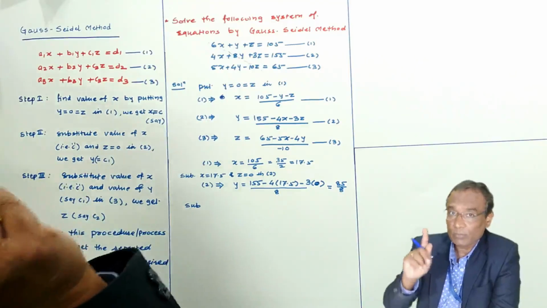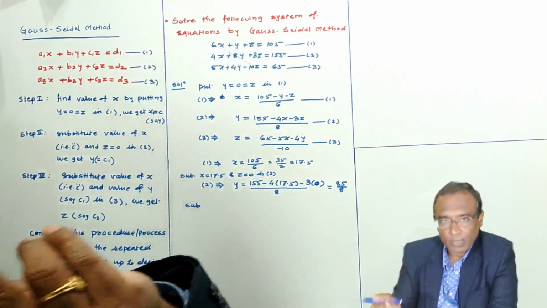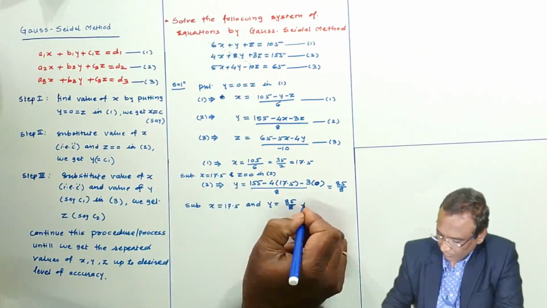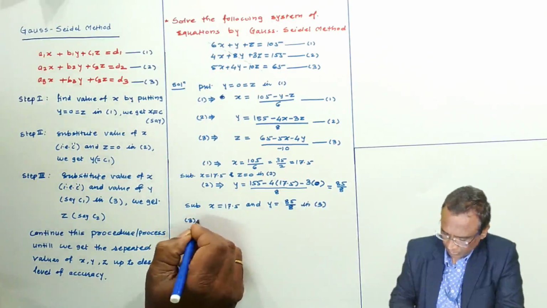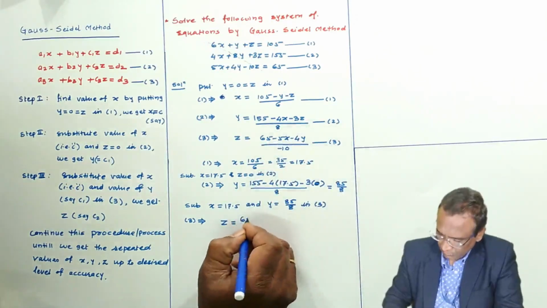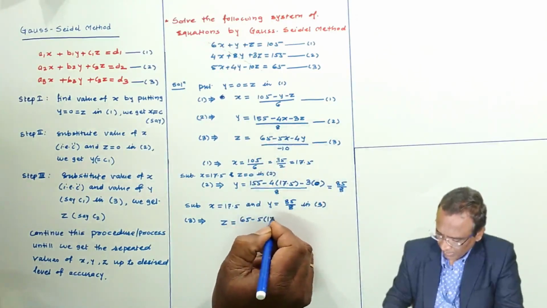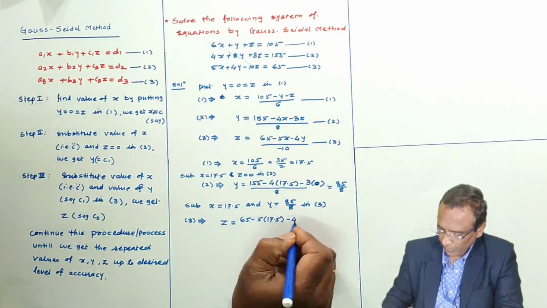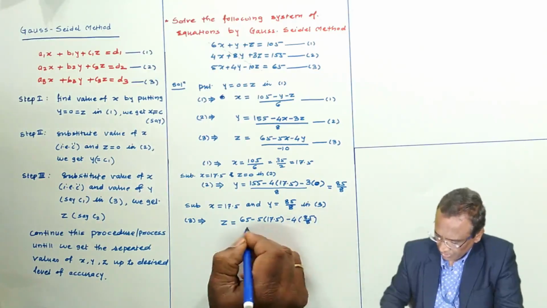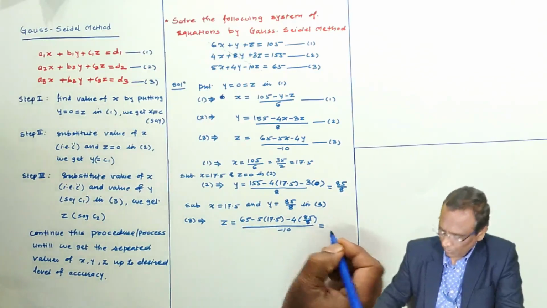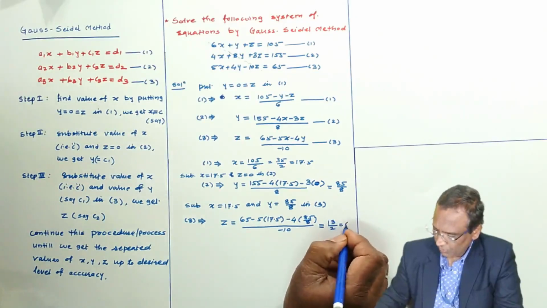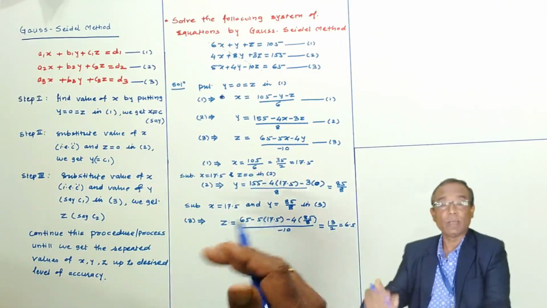Now substitute in equation 3. From equation 3 you get the value of z. From equation 2 you get the value of y. From equation 1 you get the value of x. Substitute the latest values of y and x in equation 3. Put the values of x and y here. What will I get? 65 minus 5 multiplied by x, which is 17.5, and y is 85 by 8. You may write it in decimal places also. It is divided by minus 10. And the value of z is 13 by 2, that is 6.5.